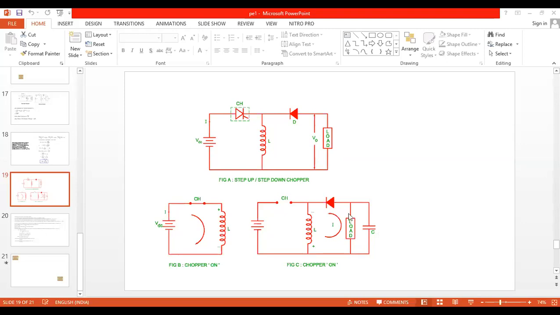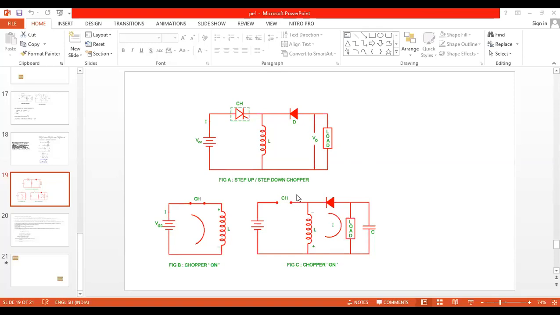If I am not getting a constant voltage across the load, what do we have to do? We are supposed to add one capacitor in parallel with the load. So the capacitor provides the constant voltage. So I repeat the explanation. Step up down chopper theory is this only. Then we have the derivation. We will see the derivation also.